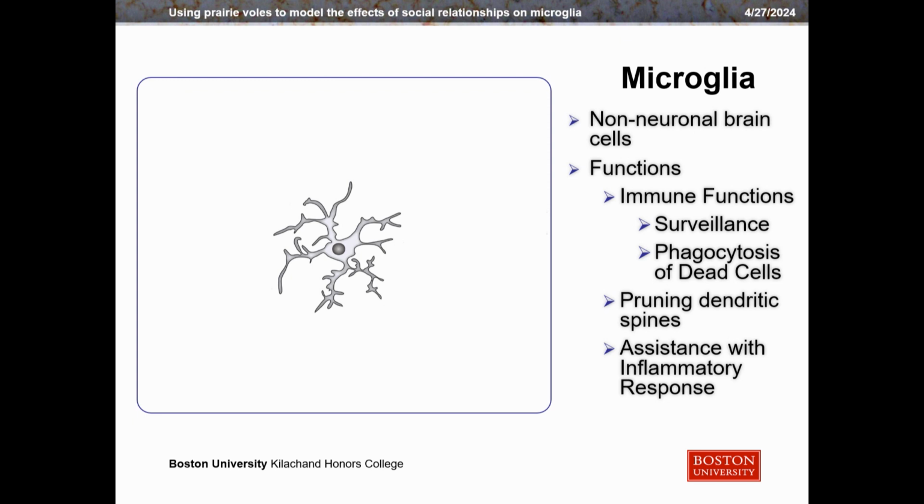So my project is about the relationship between prairie voles and this cell called microglia. So what are microglia? Most of you, when you think of brain cells, probably think of neurons, but we actually have other cell types in our brain called glia, which are non-neuronal, and microglia are a type of them. They serve many functions, one of which is surveillance of the brain tissue. A second one is phagocytosis, which essentially means the cell cleans up debris by engulfing it.